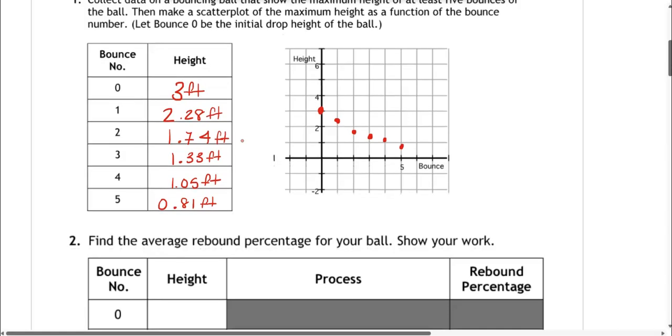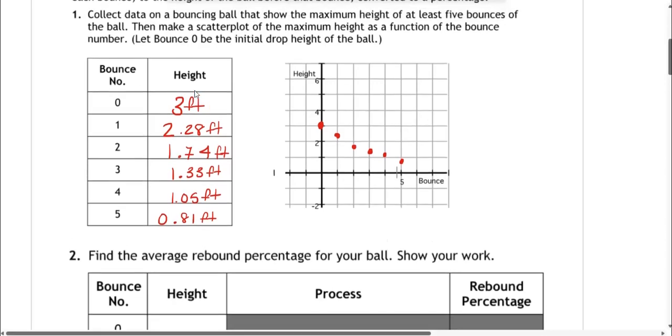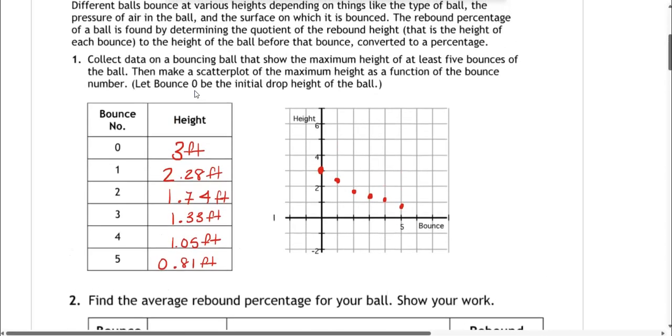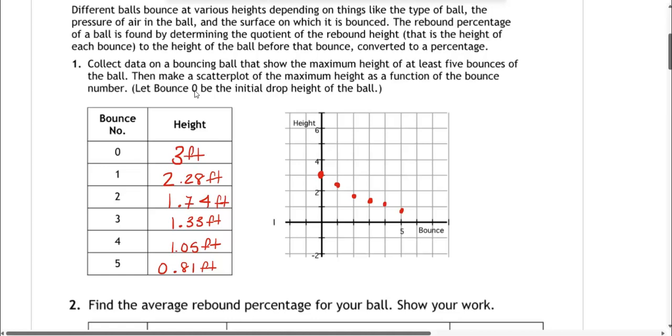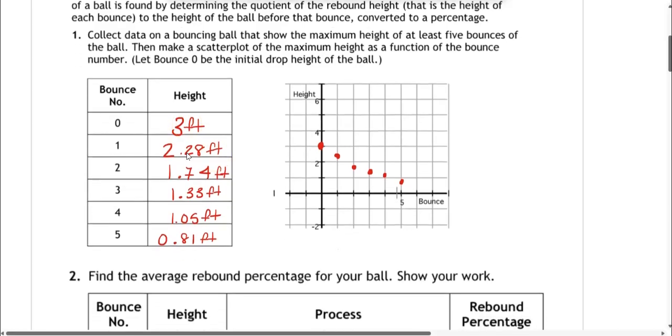Now, it's important to make sure that bounce number 0 is that 3 feet. That's where you're dropping it from a certain height, or it would just be the initial bounce. So if you're dropping it from somewhere, that's going to be that initial amount right there.